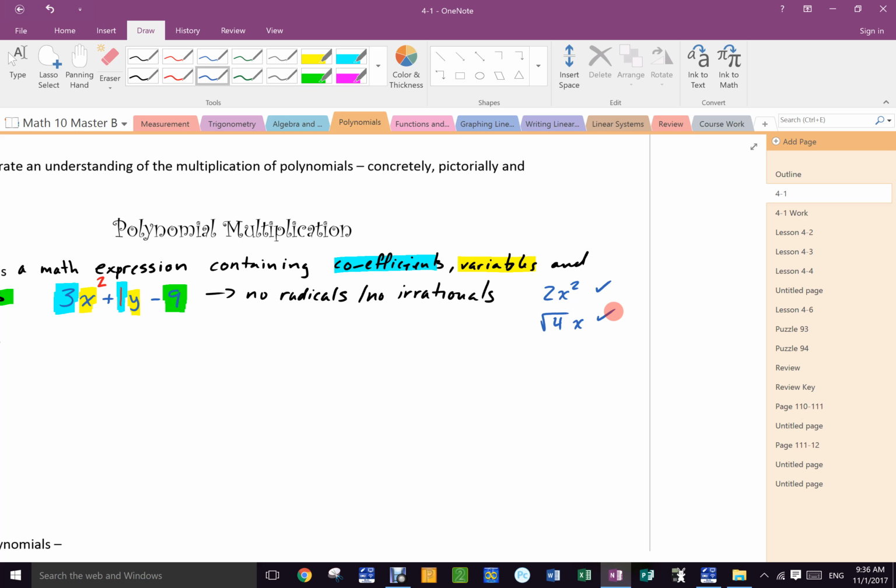Everybody's cool with that one? Okay, what about this one? X to the 1/2. Is that a polynomial?